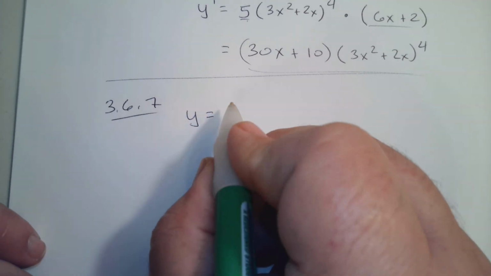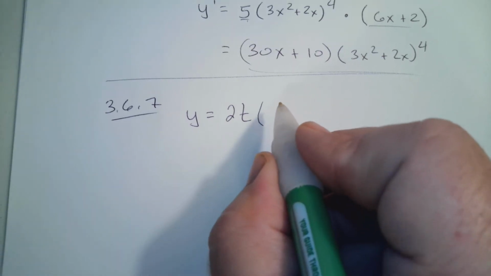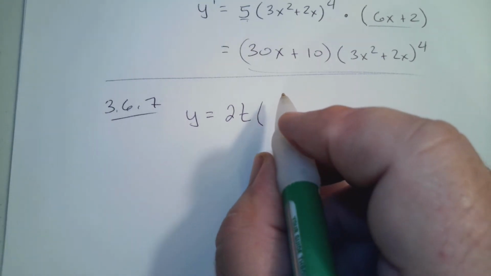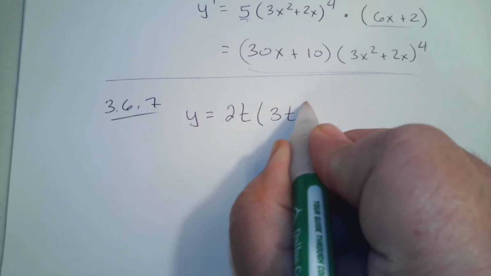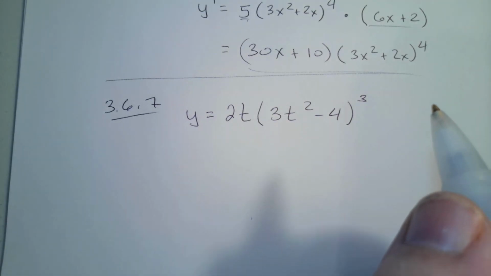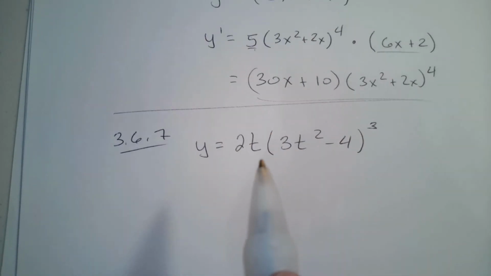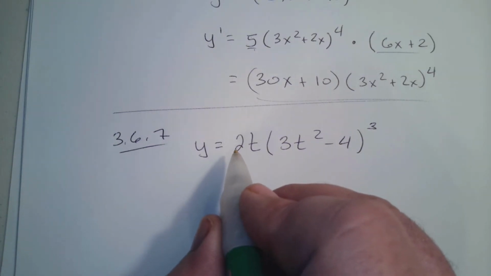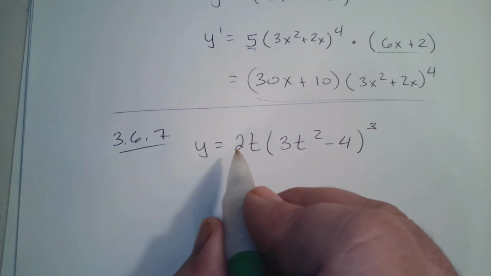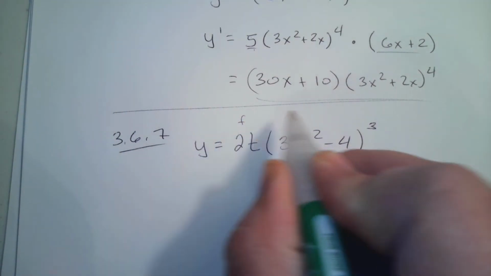Okay, y is equal to 2t times (3t squared minus 4) cubed. Alright, so we have different pieces here. I could do it in parts. So this is f. This is g.